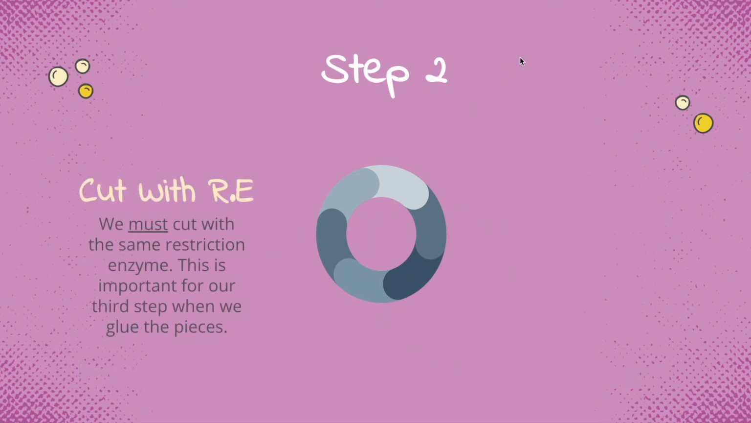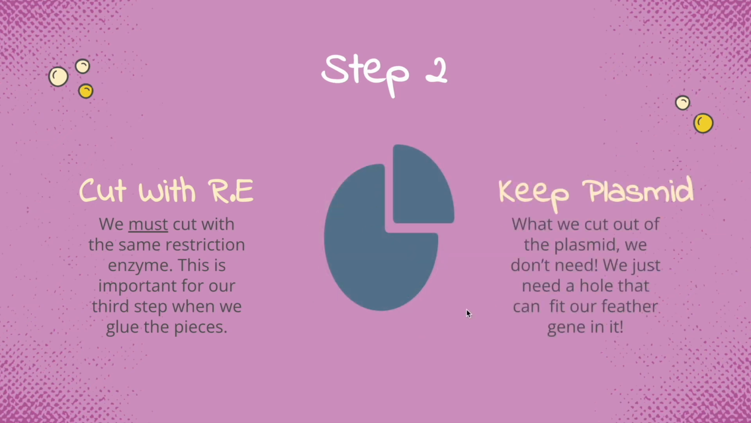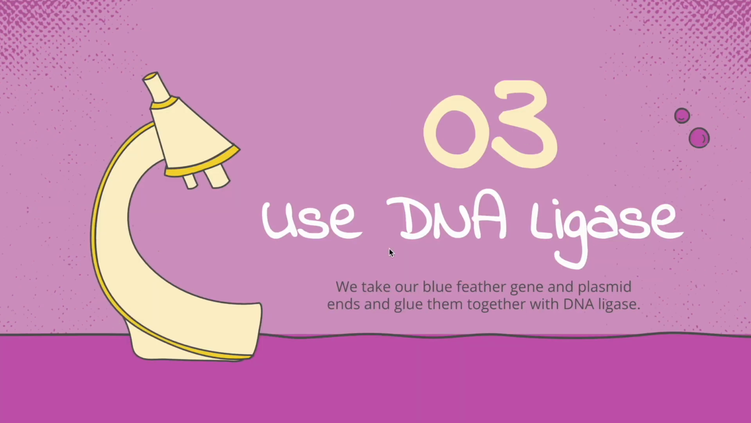Now, our step 2, we're going to cut with the restriction enzyme. Again, we're going to cut this plasmid with the same restriction enzyme. And then we're going to keep this big chunk of plasmid and leave this space and just throw it away.